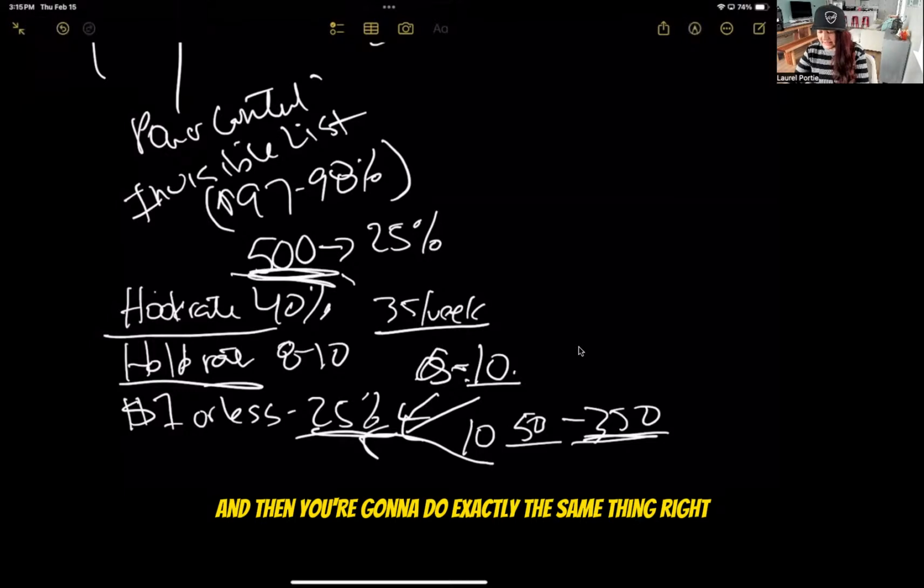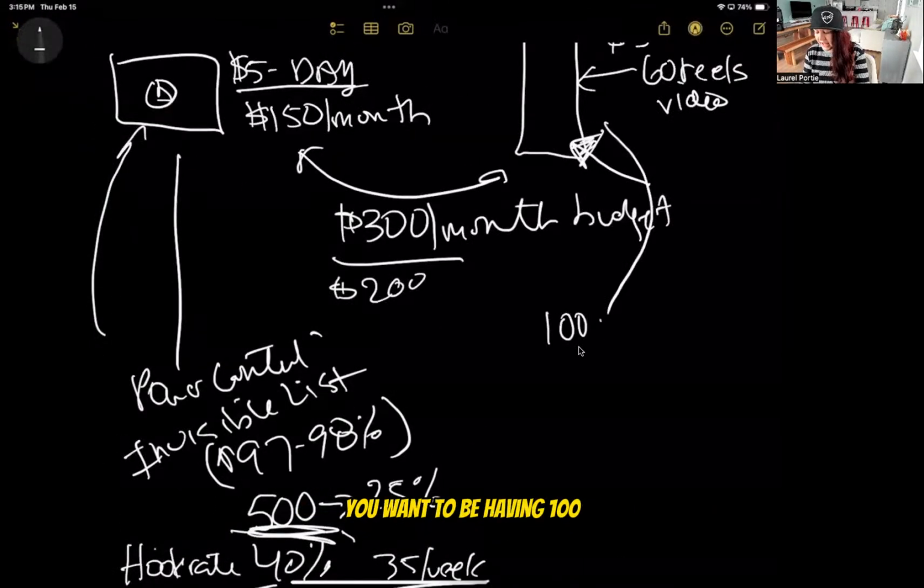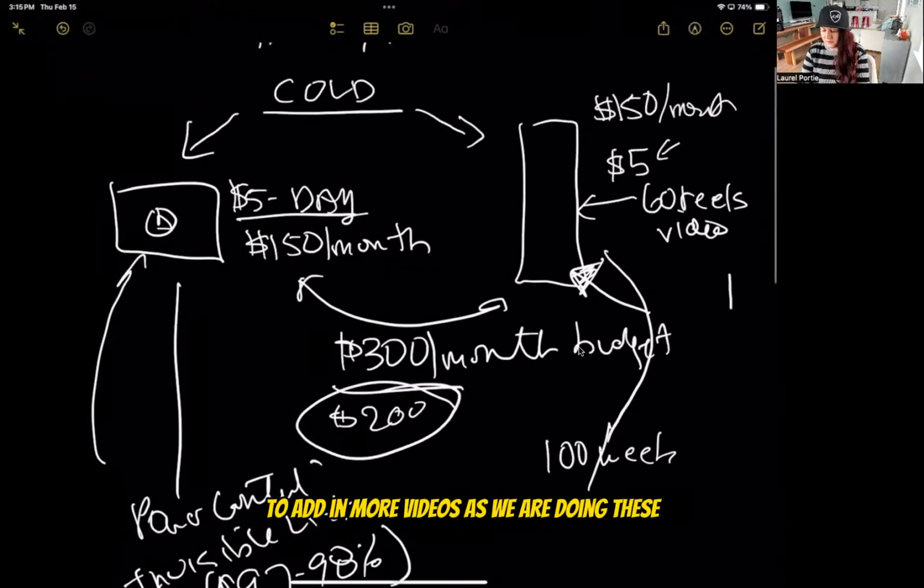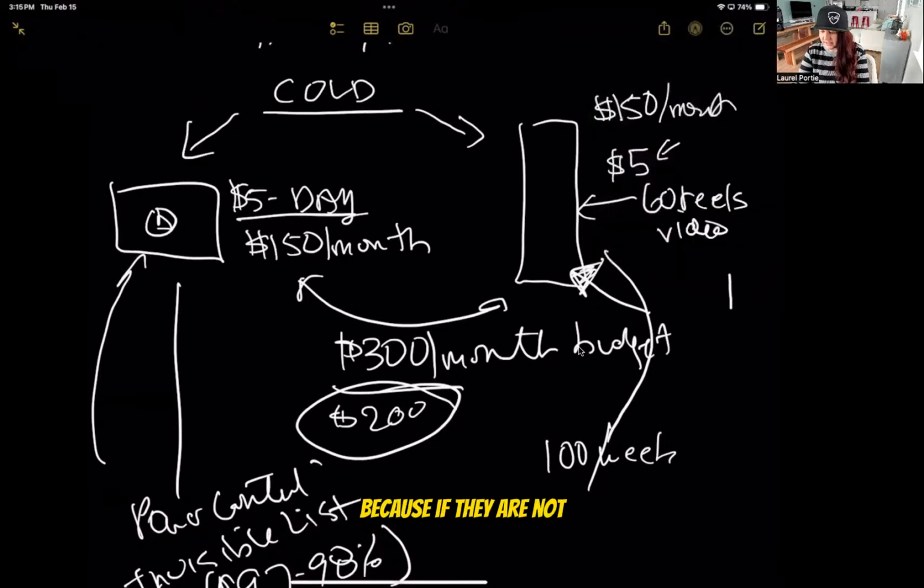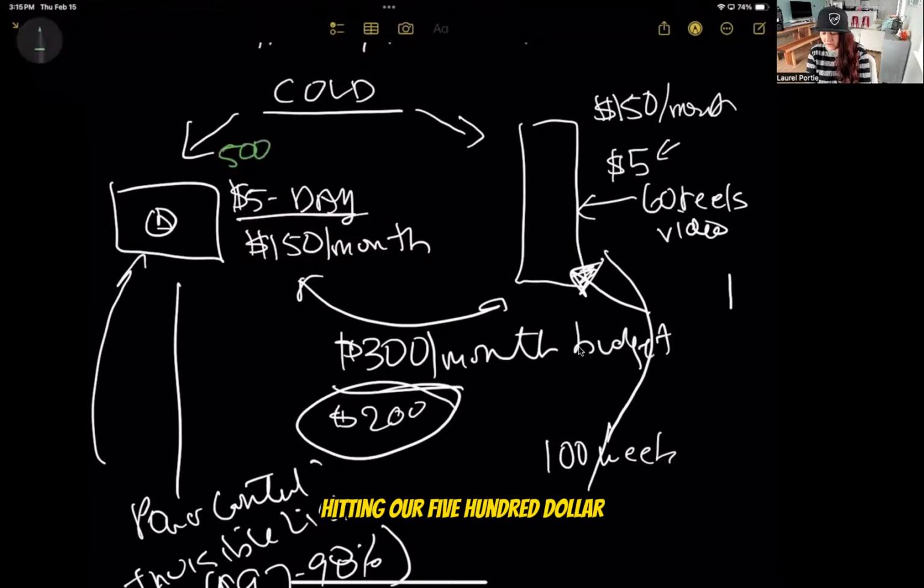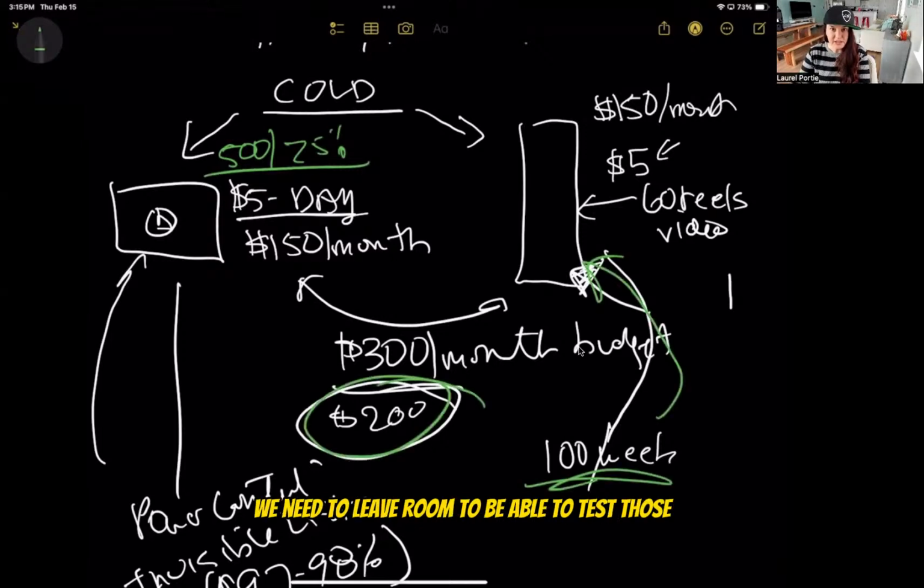And then you're going to do exactly the same thing, right? You have your conversion multiplier. You want to be having 100 messenger conversations a week. And so we need to leave this $200 to add in more videos as we are doing these, because if they are not hitting our 500 25% views a week, or 100 messenger conversations a week, we need to leave room to be able to test those. And so we want to be sure that we have enough.